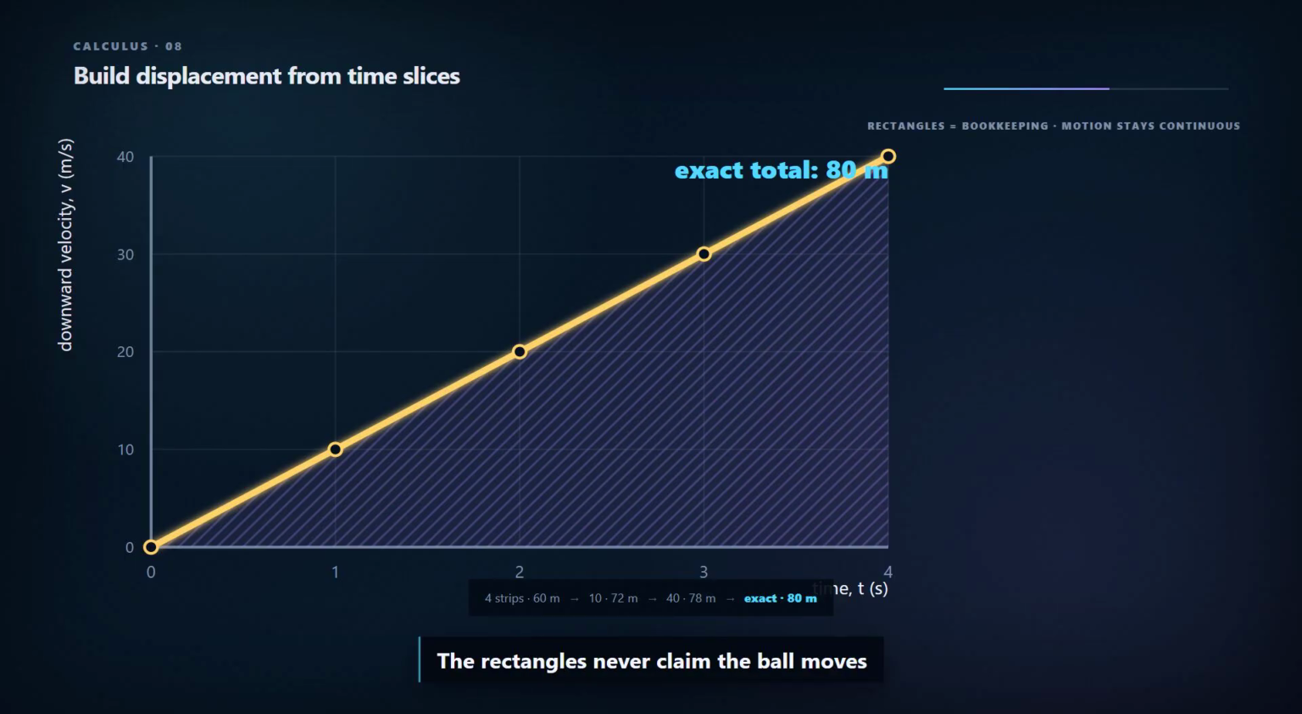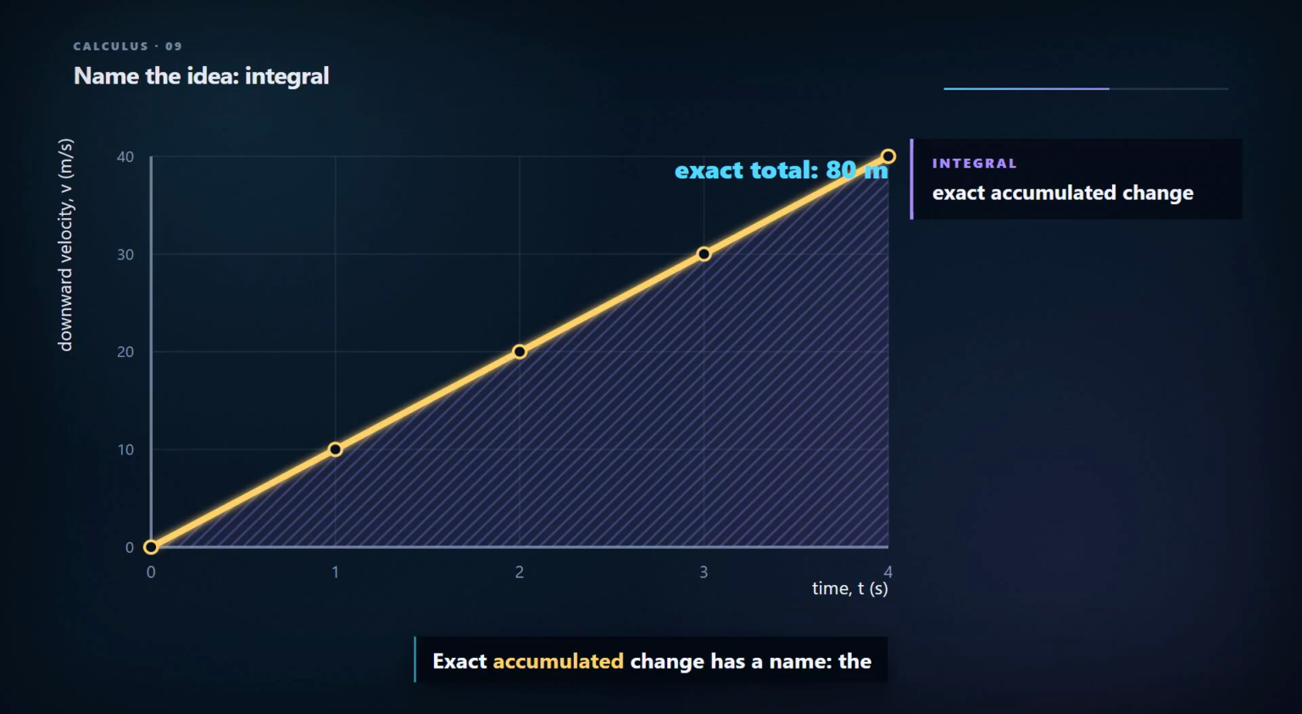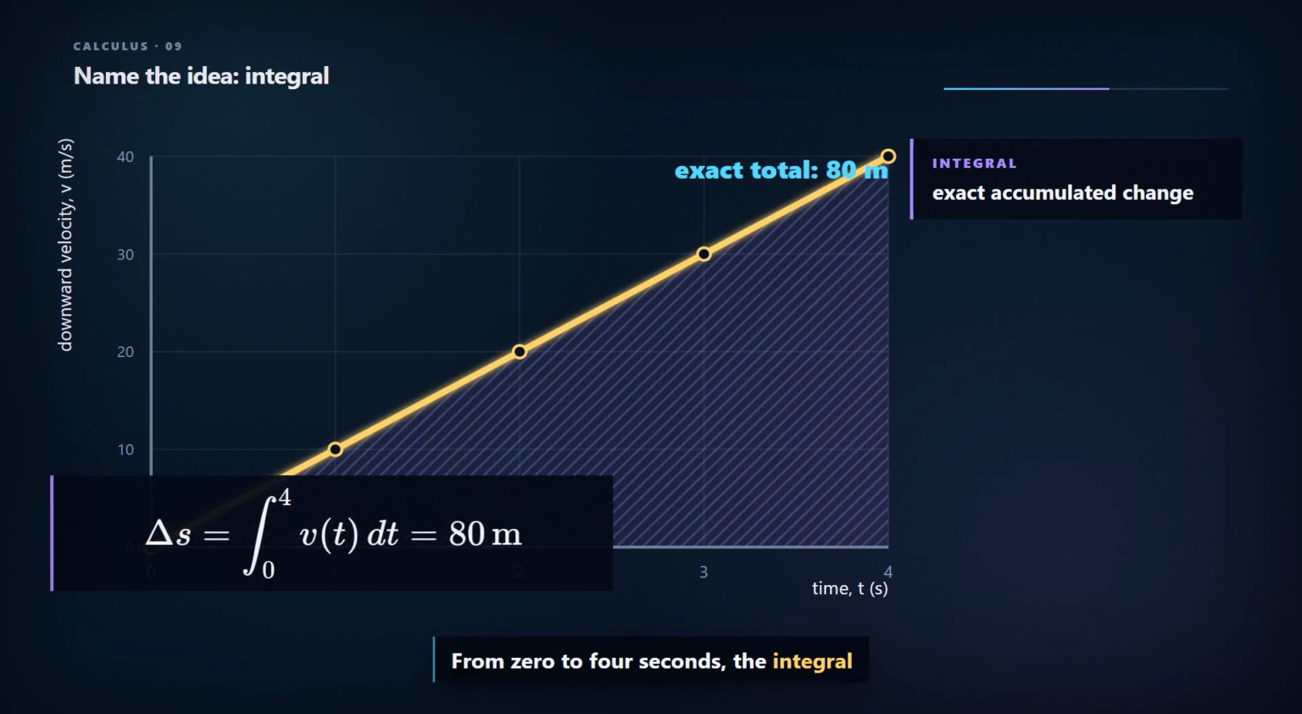The rectangles never claim the ball moves in jumps. They are temporary accounting pieces for a continuously changing velocity. Exact accumulated change has a name, the integral. From 0 to 4 seconds, the integral of velocity with respect to time is 80 meters.